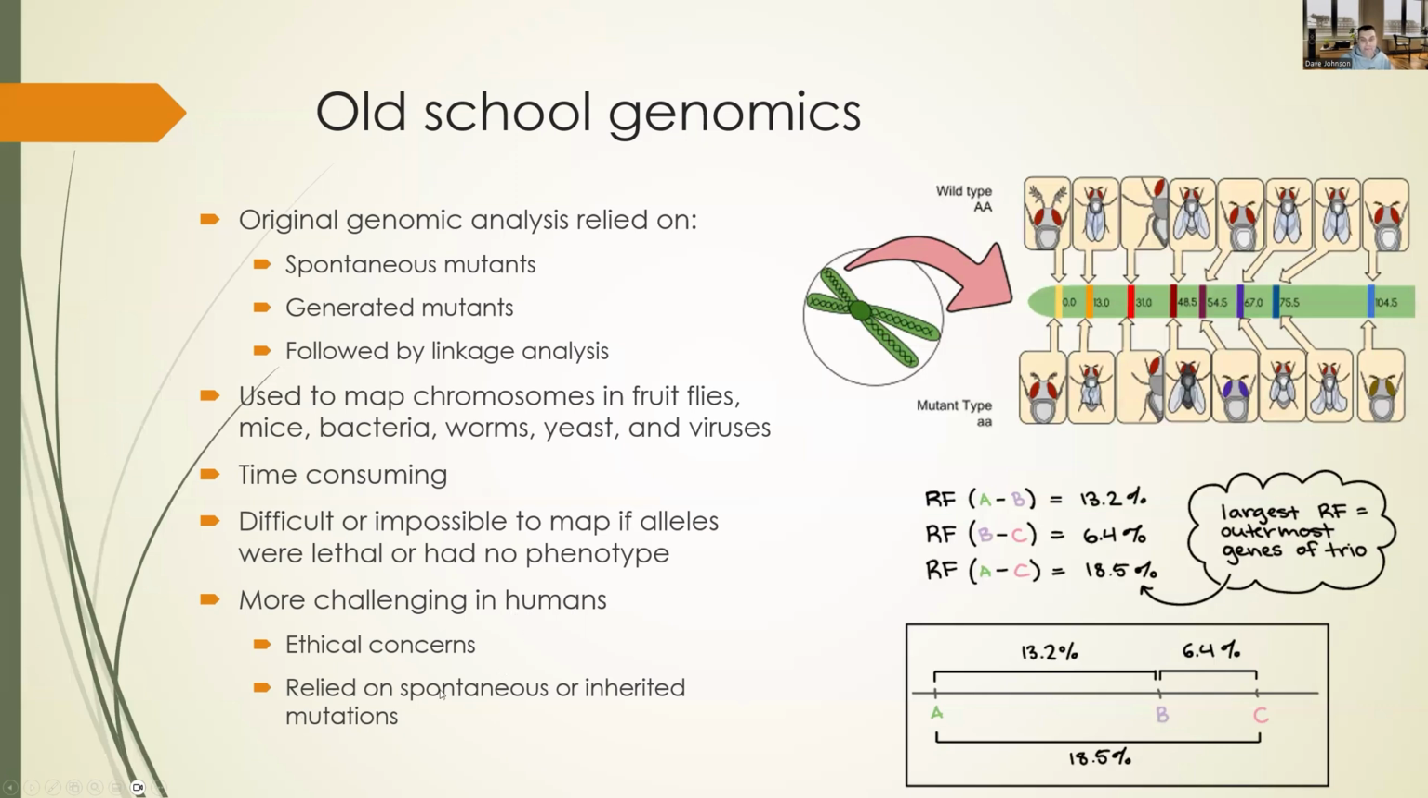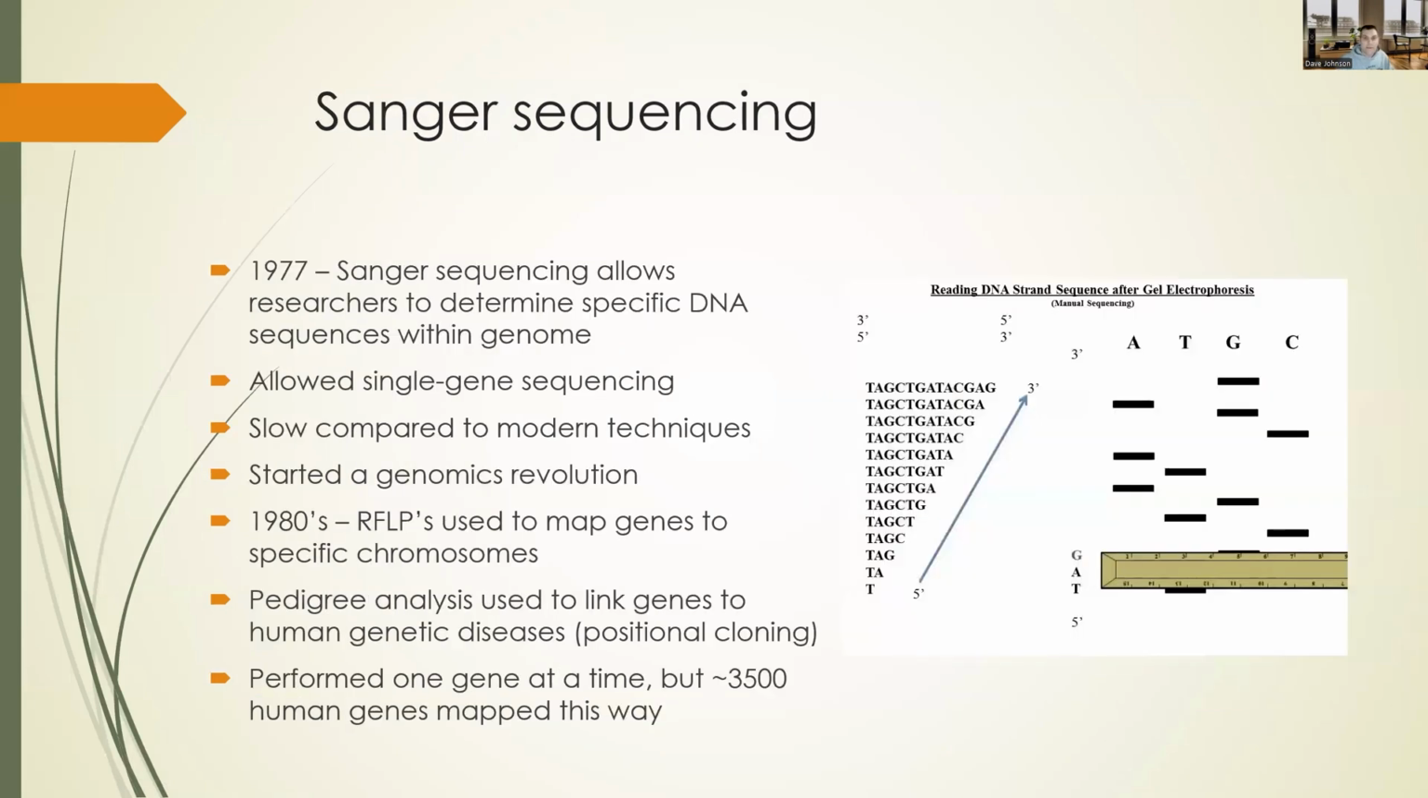So instead, we had to rely on spontaneous or inherited mutations in humans, and do things like pedigree analyses in this. And there's really only so much that we can learn through these types of things. So if we fast forward a bit into the 1970s, we end up with a technique known as Sanger sequencing. It is named after the PI of the lab who discovered it.